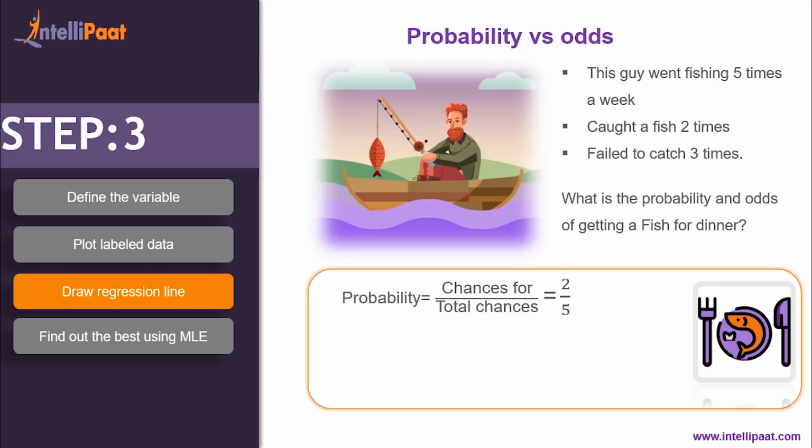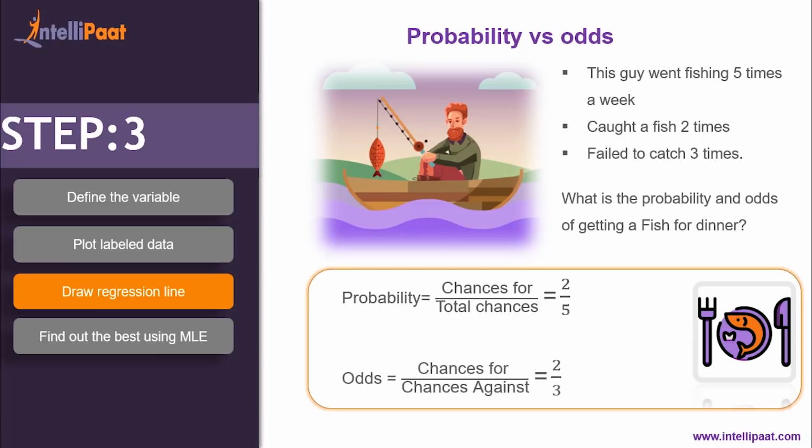So probability is chances for divided by total chances. So what is the probability of catching a fish? That is how many times he caught a fish, that is 2, divided by the total chances he had to catch the fish. So that was 5, right? So here the probability of getting a fish for dinner is 2 by 5.